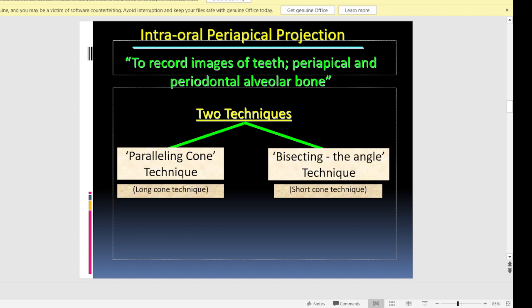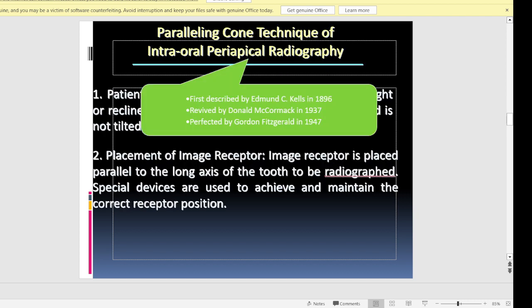Intraoral periapical projection is mainly to record the images of the teeth periapically and also the periodontal alveolar bone. There are two techniques: the paralleling cone technique or long cone technique, and the bisecting angle technique or short cone technique. For the paralleling cone technique of intraoral periapical radiography, we generally consider two conditions: the patient position and placement of the image receptor. This technique was first described by Edmund C. Kells in 1896. It was revived by Donald McCormack in 1937, and it was perfected by Gordon Fitzgerald in 1947.